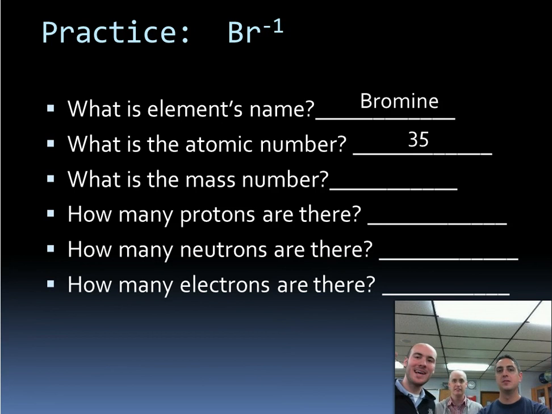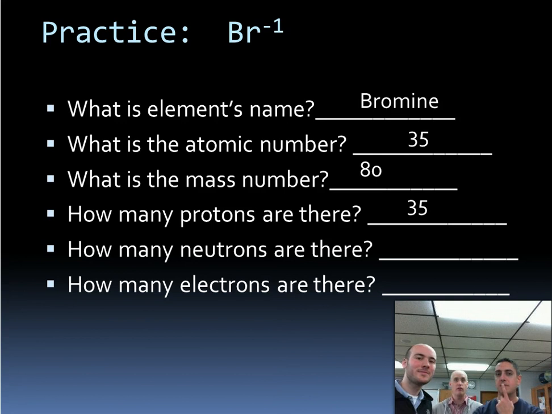The mass number, if you take that average atomic mass and you round it off, you would get 80. That's a big mass. It is pretty hefty. So, how many protons are there? Well, remember, if it's bromine, it has to have the same number of protons as the atomic number. So it has to be 35. Okay?